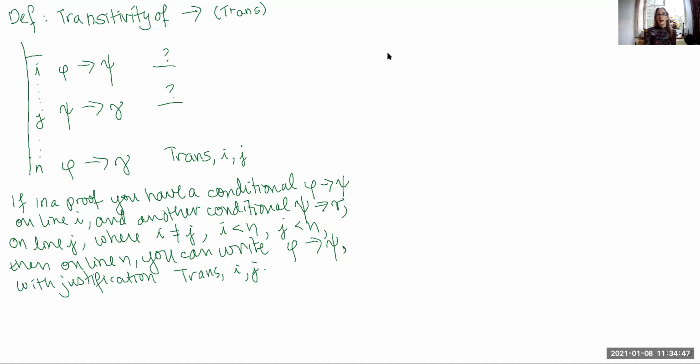Now, as with any of the other derived rules, all that this one does is simplify proofs that we could have done without using this rule. In fact, it's quite easy to show this. Suppose that we've got the conditional phi implies psi on line I, and at line J, we have psi implies gamma. It's very easy to then derive the conditional phi implies gamma just using the conditional introduction rule.